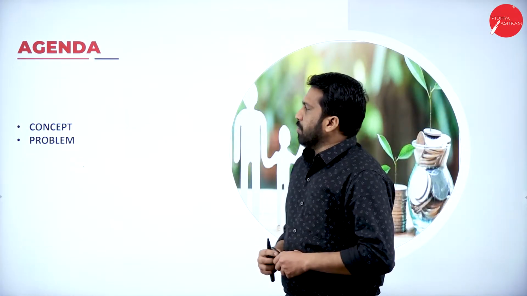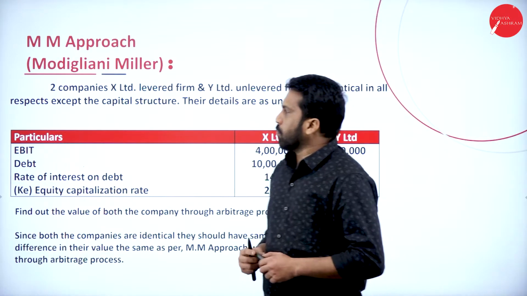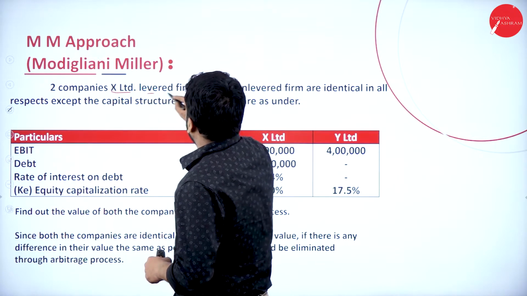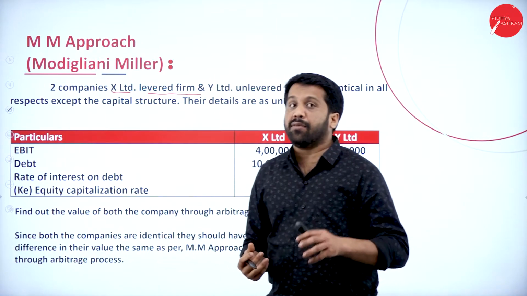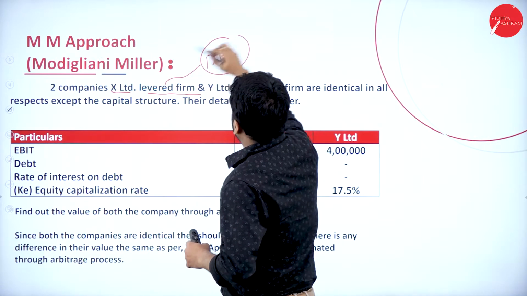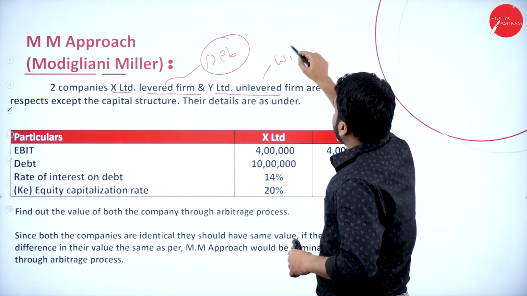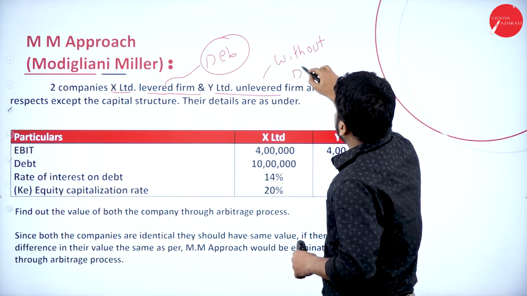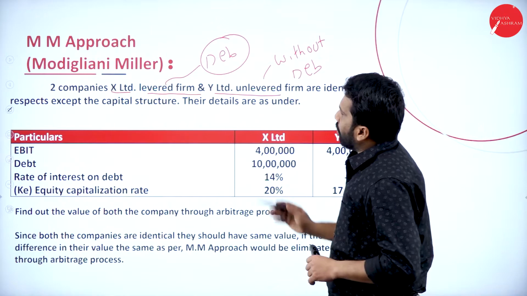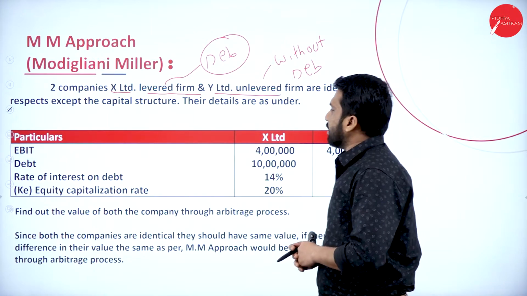Your agenda is very simple. We'll go for the concept and then for problems. The first one is the approach. We have two companies: X Limited, a levered firm, and Y Limited, an unlevered firm. Levered firm means they have debentures. Always remember, levered means they have debentures, and unlevered means without debentures. The two are identical in all respects except the capital structure. Their details are as under.